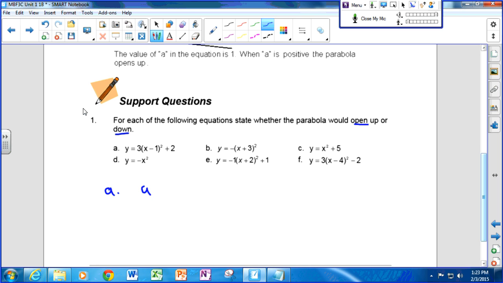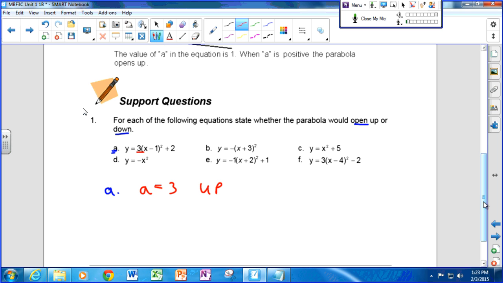So what's the value of A in part A here? I just made the worst looking A in my life here. All right, let's try this again. I'll change to red. So A equals. We just have to look at what's in front of the bracket here. It's always going to be there. And we see that we have a positive 3. So A is positive 3. And then we say, well, it opens up. So that fully answers that question.